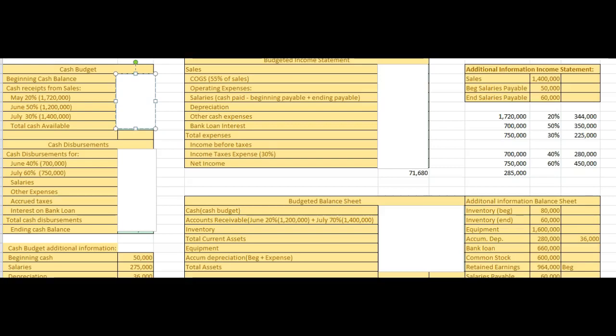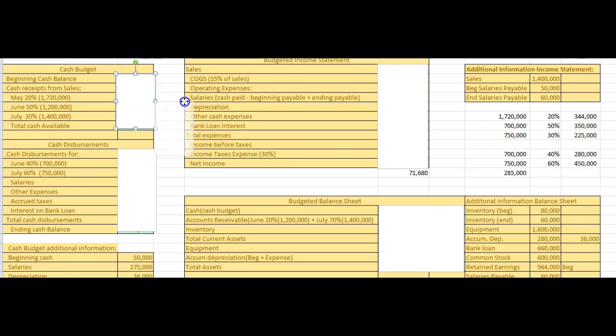Okay, this is a full budgeted financial report. It looks big, and it is big, but they're a lot of fun. I've tried to make this very plug and chug, so you can put the numbers together and understand where they come from. So we're going to start with this cash budget.